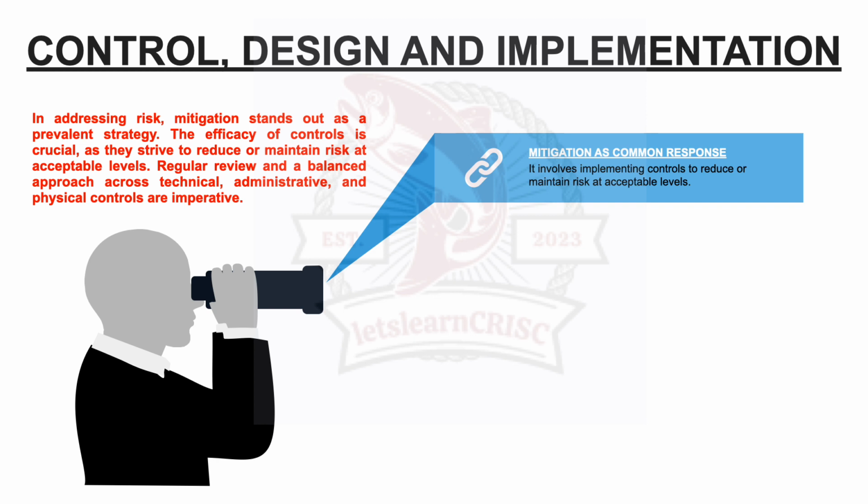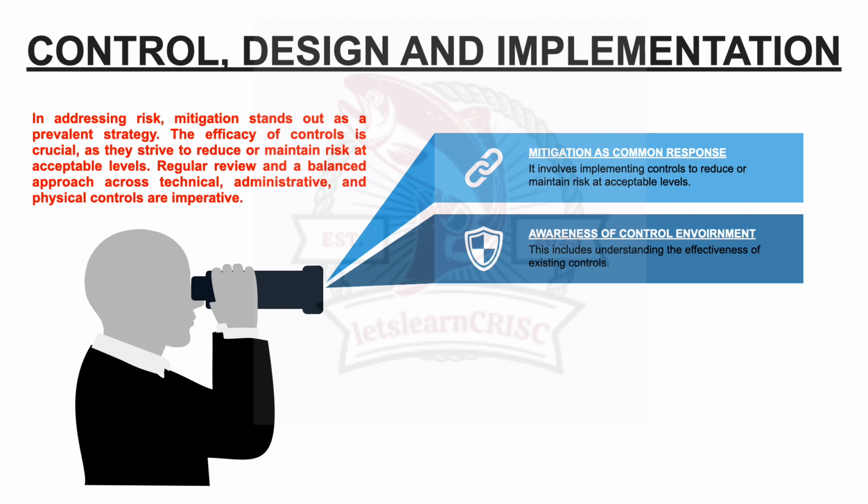Let's take an example. Imagine you are playing a game, and there is a risk of losing. So, to mitigate that risk, you might come up with a strategy or rule to make sure that you don't lose too badly. With this explanation, I hope you have been able to understand mitigation as a common response.